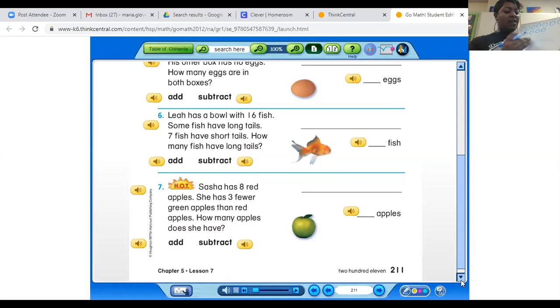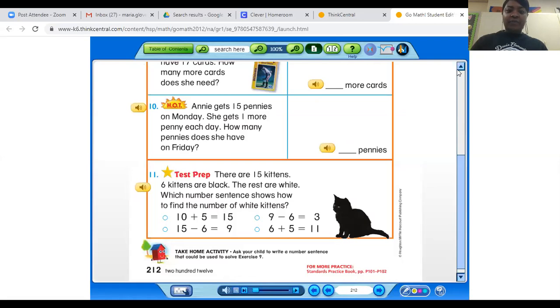So for that problem, we figured out that she has a total of 13 apples, but we had to add and subtract to figure that out. So we had to subtract 8 minus 3 to get the 5 green apples that she has. And then we had to add that to 8 plus 5 to figure out the total number of apples she has, which is 13. All right. So let's look at our problem solving on page 212.